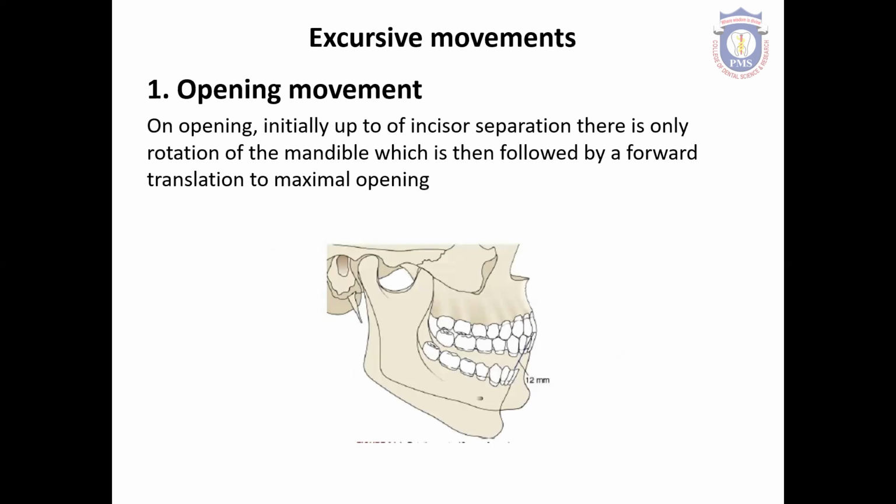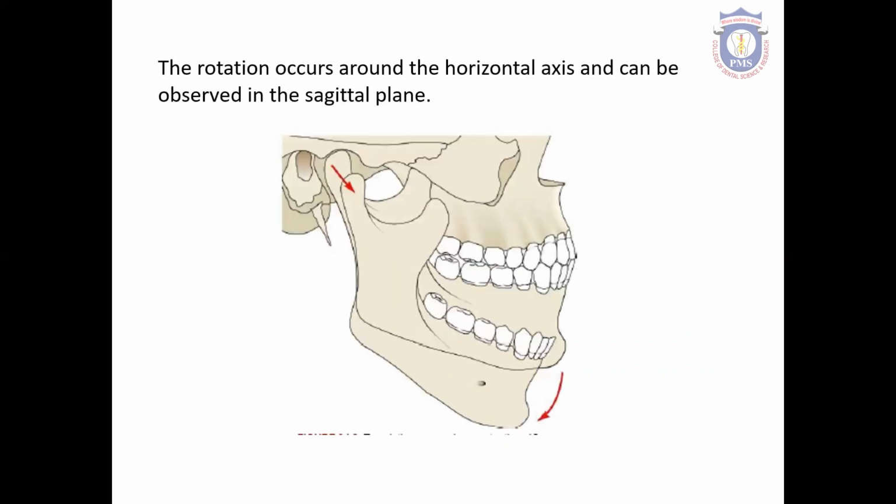Coming to excursive movements. Opening movement. On opening, initially up to 20 mm of incisive separation, there is only rotation of the mandible, which is then followed by a forward translation to maximal opening. The rotation occurs around the horizontal axis and can be observed in the sagittal plane.